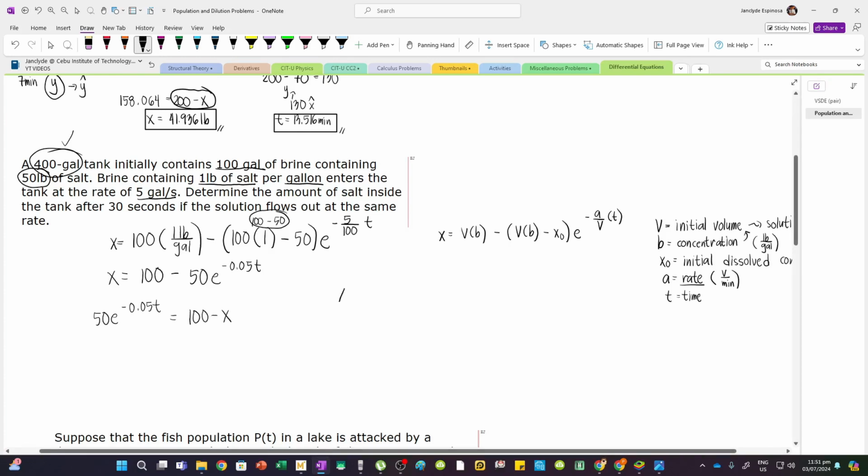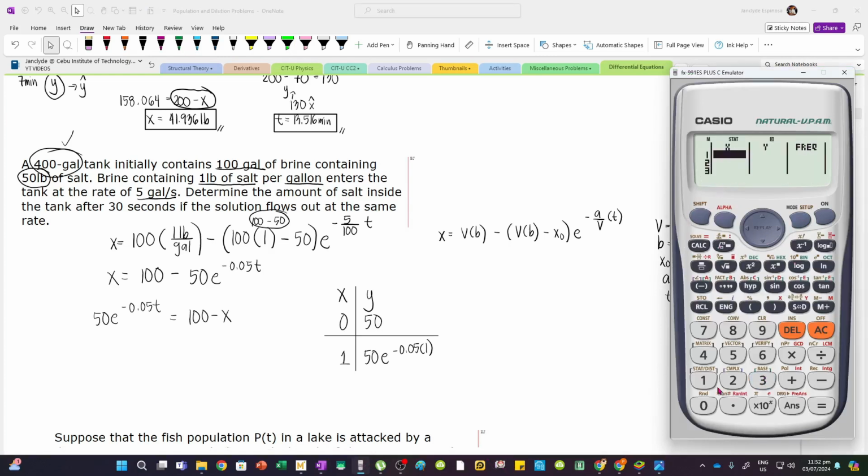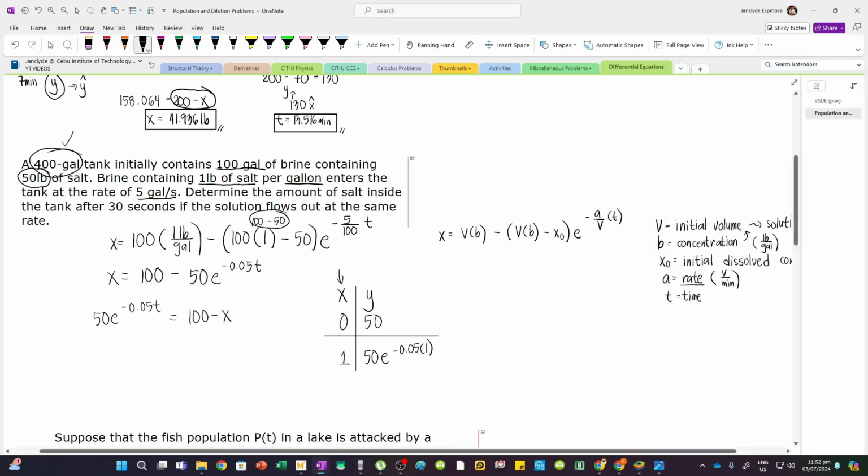So our input values will be, at x equals 0, how much is y? When x is 0, you substitute 0, so this is going to be 50 times e to the 0, which is just 1. So 50 times 1, we have 50. And then at x equals 1, we have 50 e to the minus 0.05 multiplied by 1. Let's input this: mode stat, and then press 5. We have 0 and then 1, and for y we have 50, and then 50 e to the minus 0.05 multiplied by 1. This corresponds to the time, and this corresponds to 100 minus x.